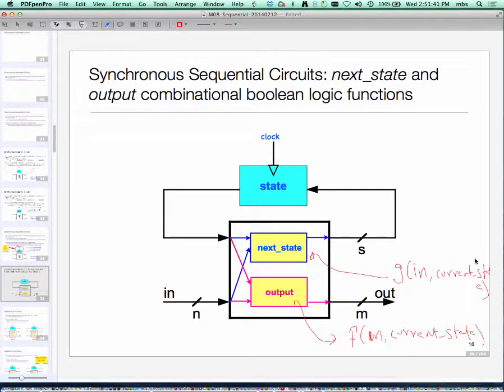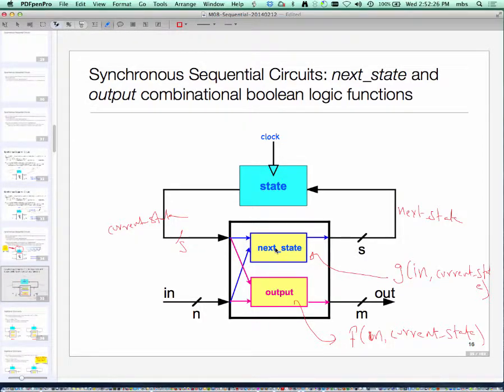So that bigger combinational logic has n bits of in, s bits of current state, and produces m bits of out and s bits of next state. Again, this wire is called current state, and this wire is called next state, and this is s bits. So I can think of this combinational logic internally as having really two subsystems. One subsystem is responsible for computing out, and the other is responsible for computing next state. We are just going to call them output logic and next state logic.